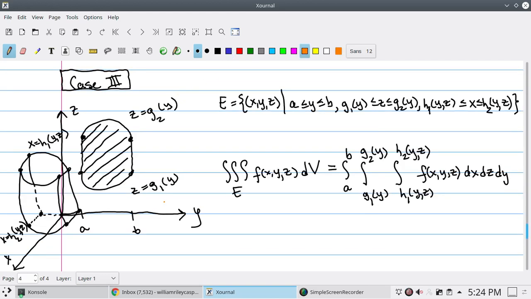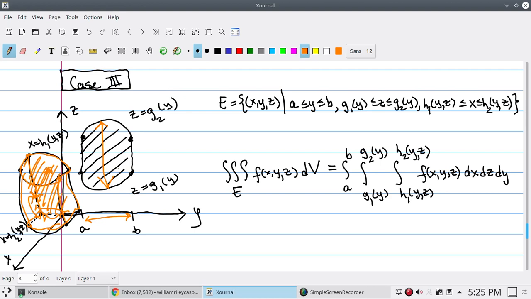Then finally for case 3, things change quite a bit. In this case, I'm ranging between a and b in my y values, and then my z values are ranging between some function g1 of y and some function g2 of y. And then finally my x values are ranging between this lower surface here, h1 of y, z, and this upper surface here, h2 of y, z. So this is the range of my x values. And when I look at that solid domain that I get with this, it's this big chunk right here, including everything in between.